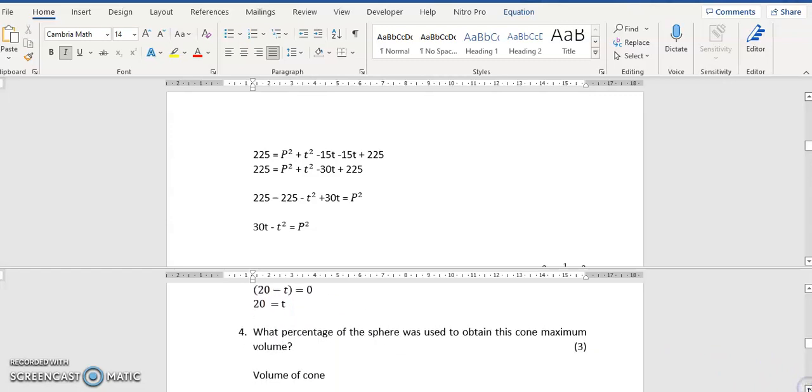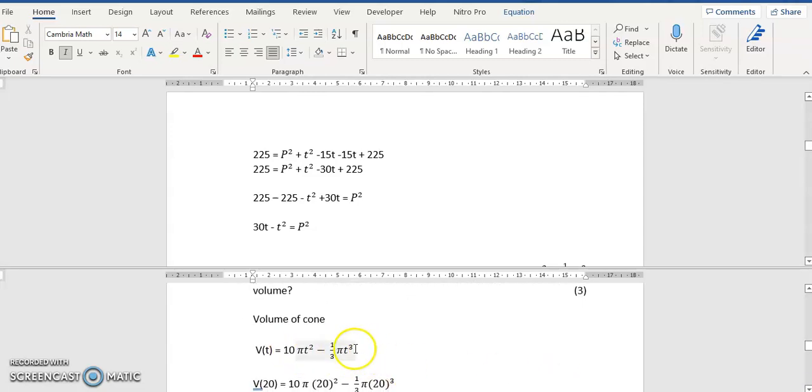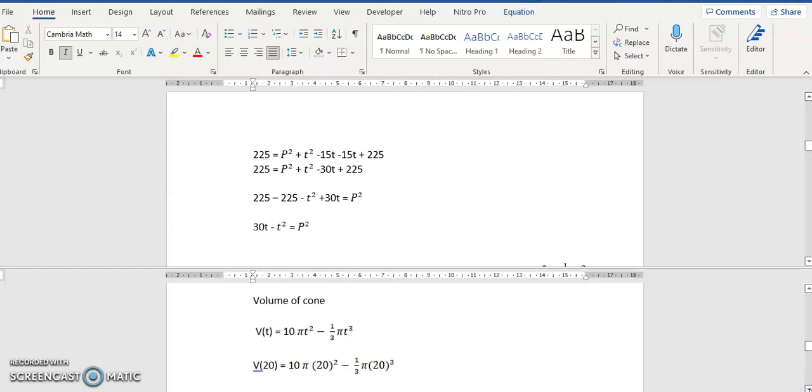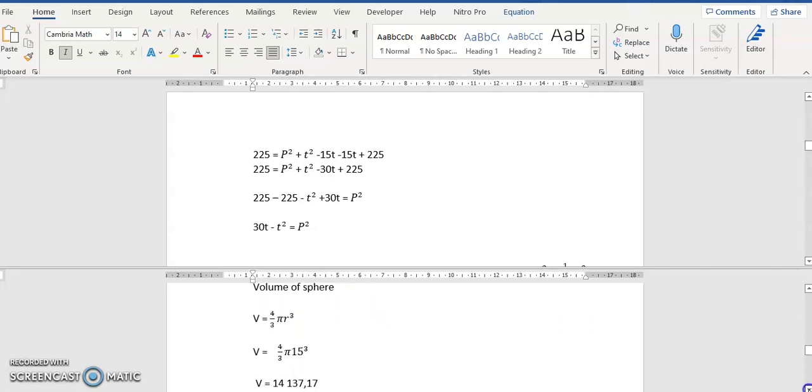And the last question says, what percentage of the sphere was used to obtain this cone of maximum volume? So the first thing is we are going to use this. Substitute 20 into the formula. If you substitute 20 into the formula and you press on your calculator, you are going to get this. This is for the cone. Then you substitute the same 20 into the sphere. If you substitute into it, you are going to get this. So we are going to say the value for the sphere over that.